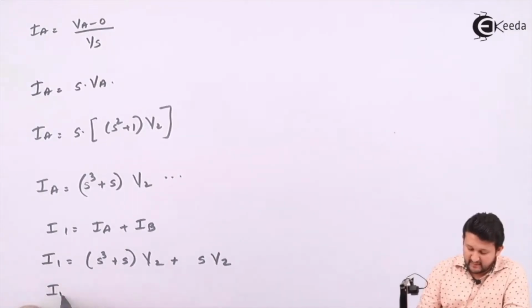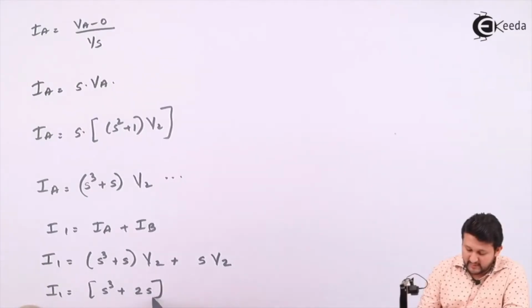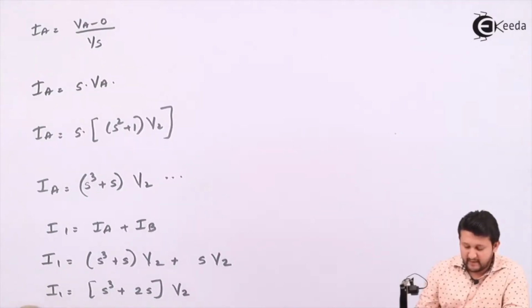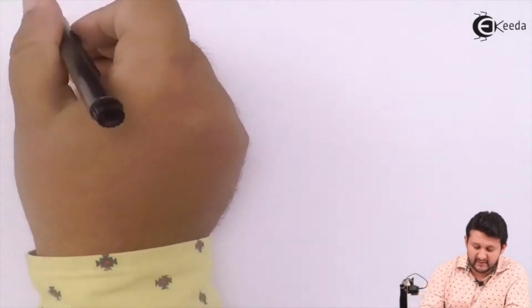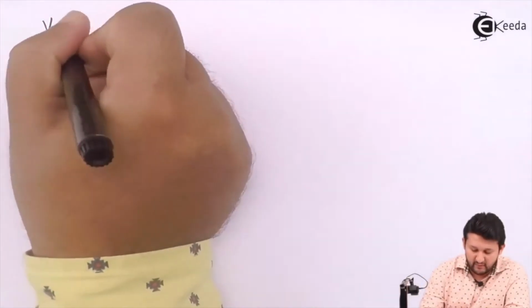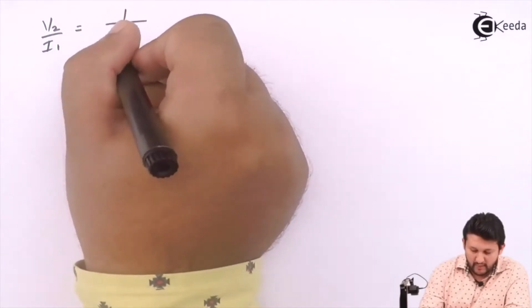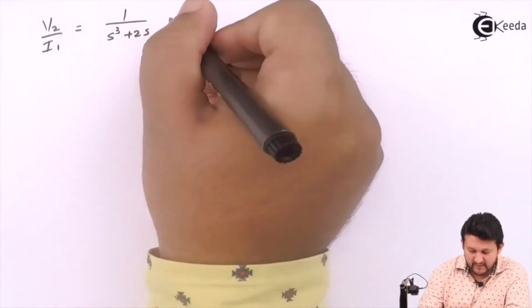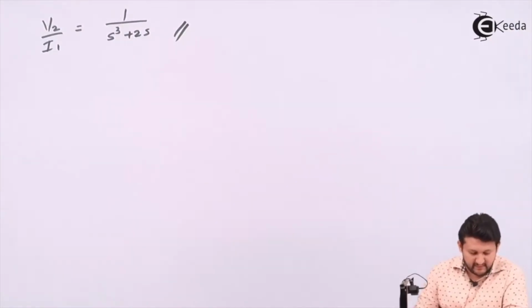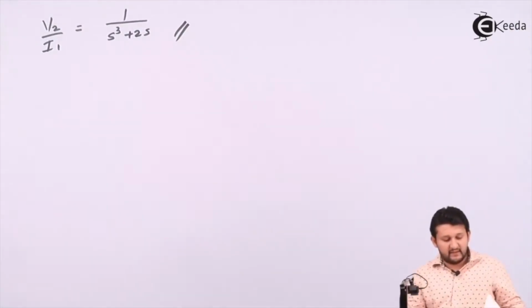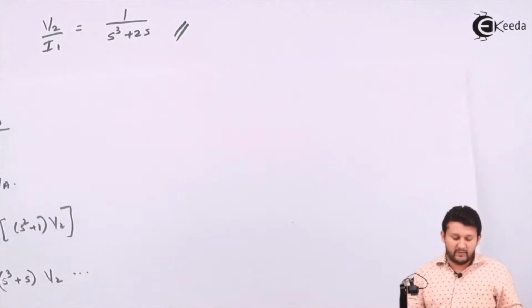So to simplify, I1 will be equal to S² plus 2S times V. Since we need an equation known as V2 upon I1, shift I1 over here and shift this part over here. So we get the first answer, which is V2 upon I1 equal to 1 upon S² plus 2S. That's the first one. Let's go to the second equation. The second equation I need is V1 upon I1 and V2 upon V.